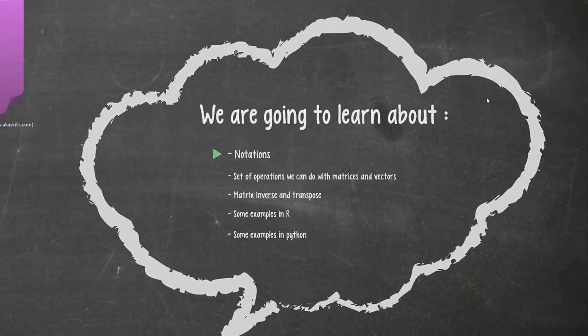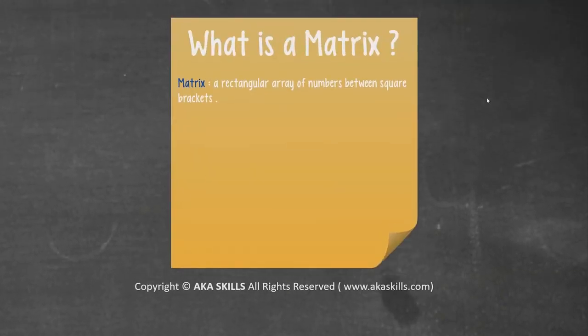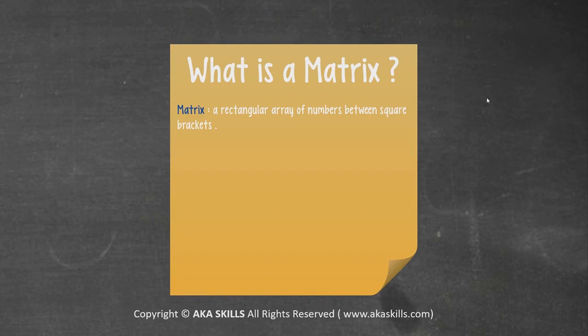So what we are going to see in this video is some notations and some operations on matrices and vectors. So let's start. What's a matrix? A matrix is a rectangular array of numbers between square brackets. For example, this is a matrix. As you can see here, just two brackets and a bunch of numbers.